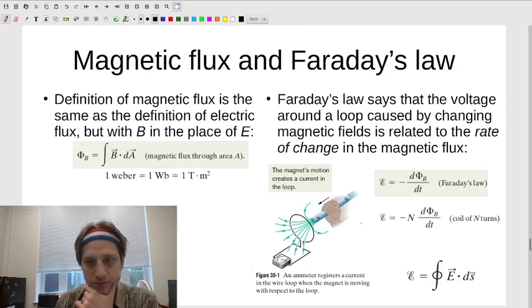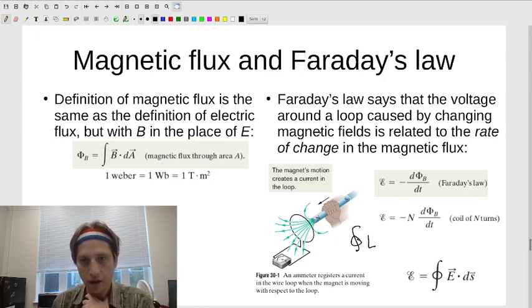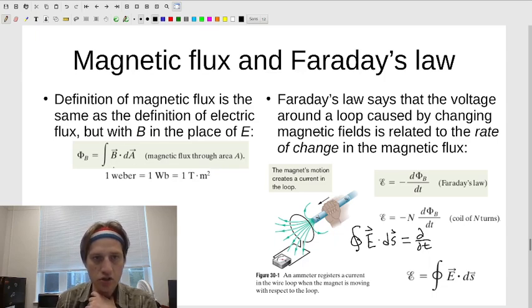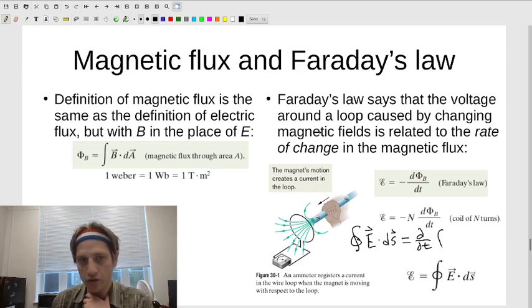And basically what Faraday's law tells us is that there is a voltage, so this is our integral of E around the loop. Okay, that voltage is related to how the flux through the surface is changing. So it's the change in that integral over the surface of, maybe I shouldn't have a circle on there, it's not a line integral, it's a surface integral of B dot dA.